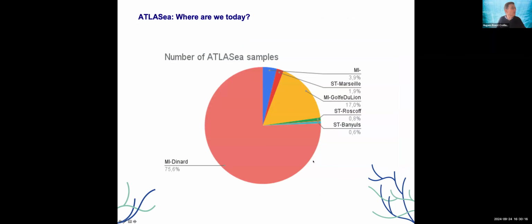So just to say a few words about where we are at the moment. This is a summary, a pie chart with the origin of all the samples which we have collected so far, which amount to about 500 samples, mostly from the Brittany coast, because that's where we spent most time, dedicated really to sampling only for ATLASea, but also from other areas along the French coastline.